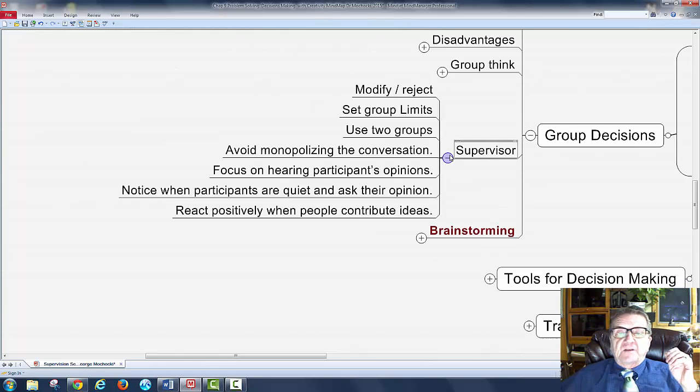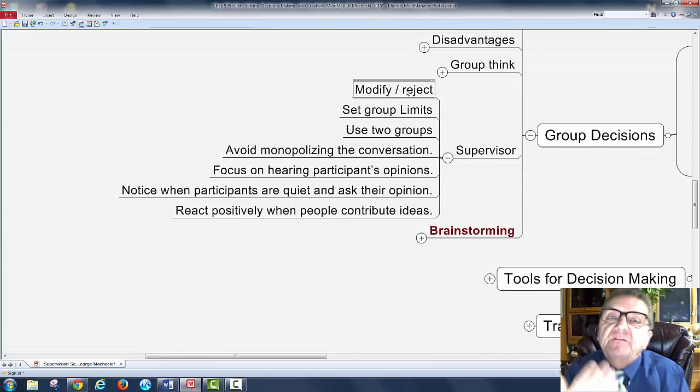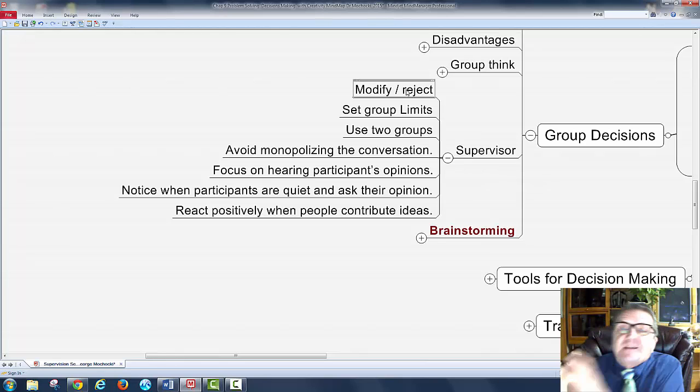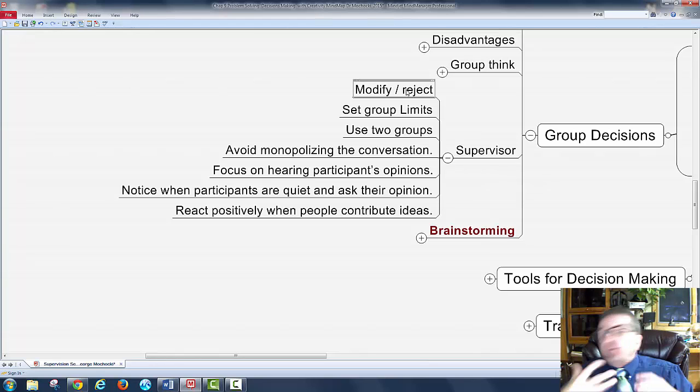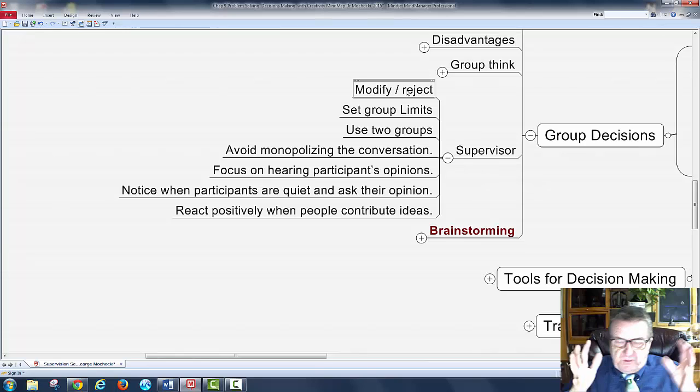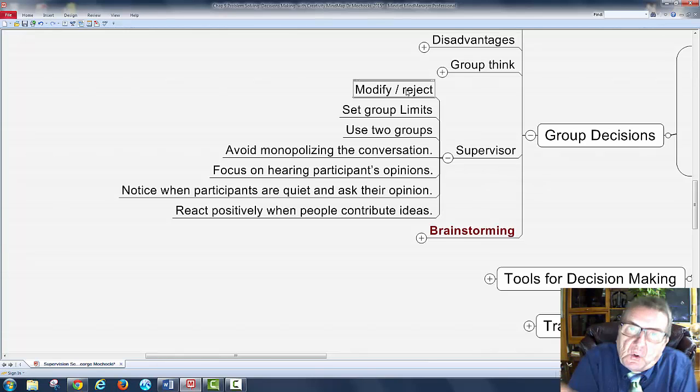Now, as a supervisor, I have to modify or reject the things. Remember, just because a group says it doesn't make it make sense. It doesn't follow company policy. This could be an illegal action, or this could be taken by our customers as reducing our quality, or another group may say this could be discriminatory. Remember, even though the group thinks about it, that's why you're in there. You're getting the feedback. You're still controlling the process.